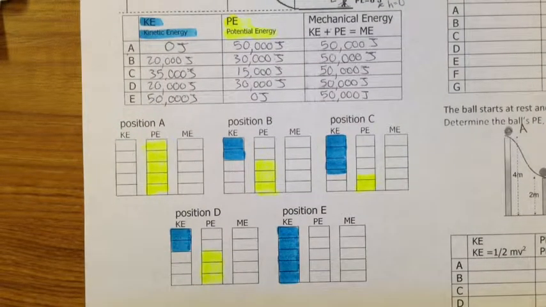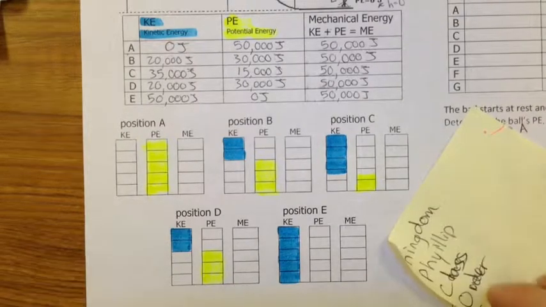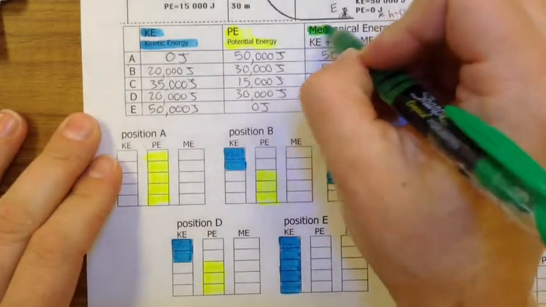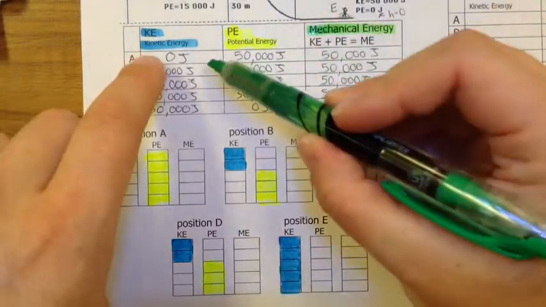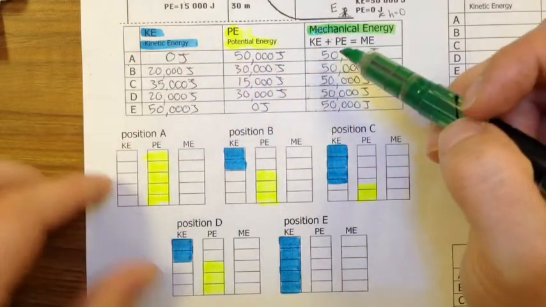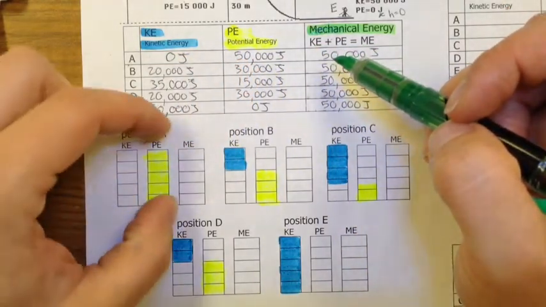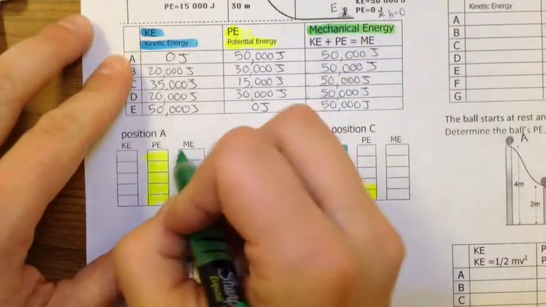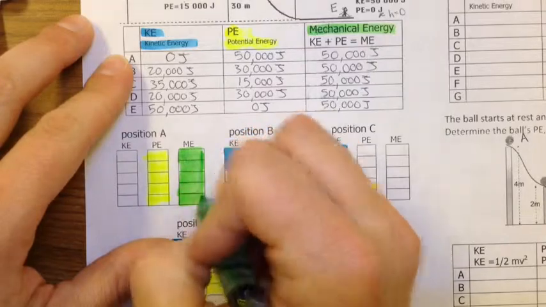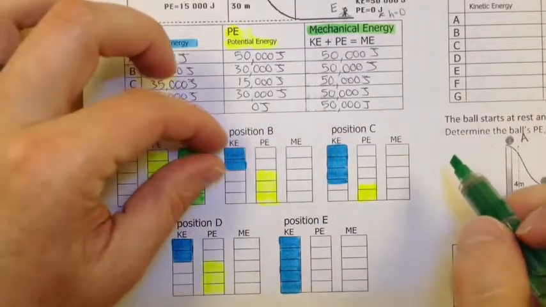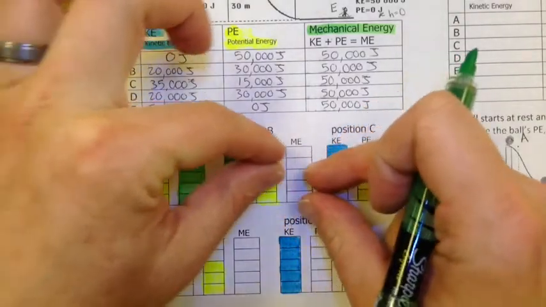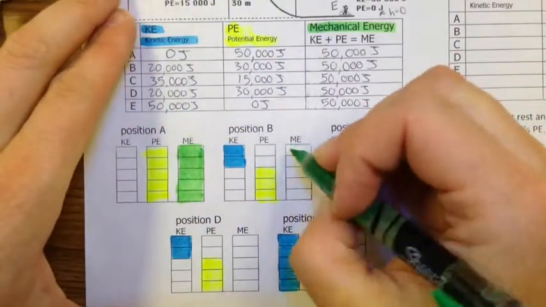Now, let's do mechanical energy. Mechanical energy happens when we take the kinetic energy, we add the potential, we get the mechanical. So, 0 kinetic plus 50 potential gives us 50 mechanical. Position B, 20 kinetic plus 30 potential gives us 50 mechanical.